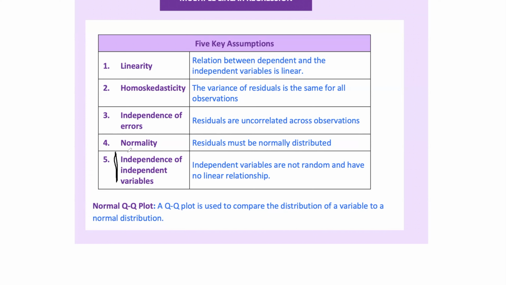Lastly, the factors you choose shouldn't be redundant. In other words, they need to offer unique information. If 2 factors are too similar, say they move in perfect sync, then your model struggles to tell them apart, which can make your conclusions murky.